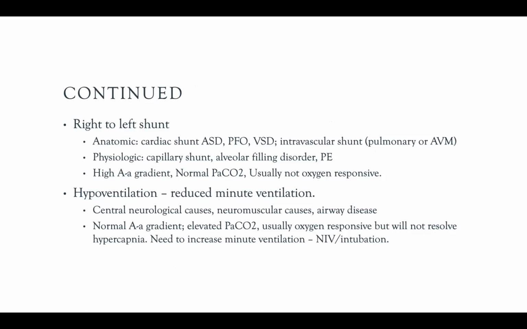Hypoventilation. So this is reduced minute ventilation. So you're thinking neurological, neuromuscular. So it's not really affecting our lung, except for airway disease. So let's ignore airway disease. We're focusing mainly on external factors. So they're going to cause a normal AA gradient.